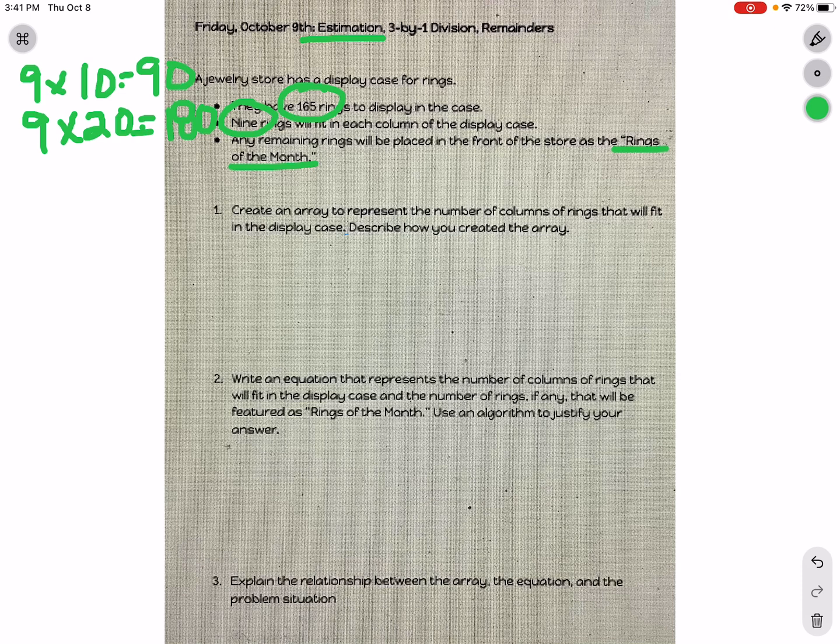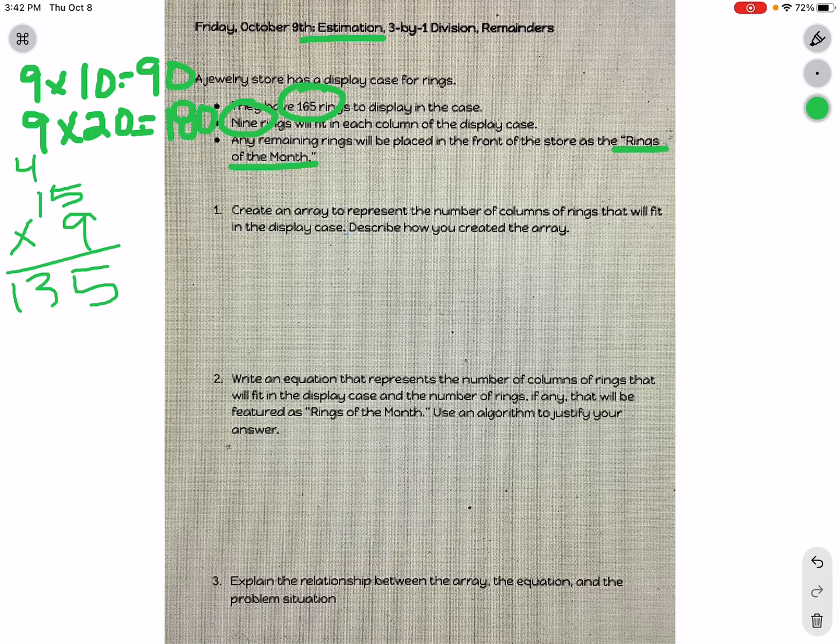Well, I'm just going to go a little further. I'm going to split the difference, and I'm going to ask, what is 15 times 9? 135. 9 times 5 is 45. Put my 5 in the ones place, carry 4 tens. 9 times 1 plus 4 is 13. So I know that 15 columns will take up 135 of my 165 rings.